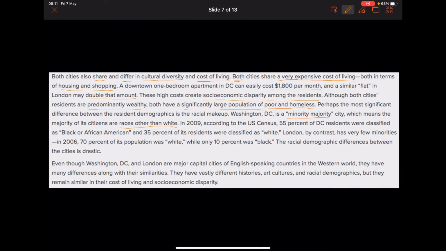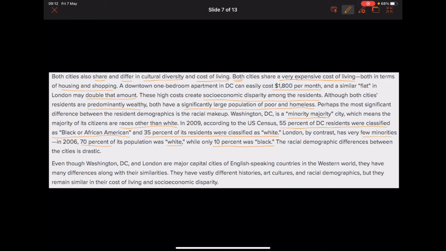In 2009, according to the US Census, 55% of DC residents were classified as Black or African American, and 35% of its residents were classified as white. London, by contrast, has very few minorities. In 2006, 70% of its population was white, while only 10% was Black. The racial demographic differences between the cities is drastic.